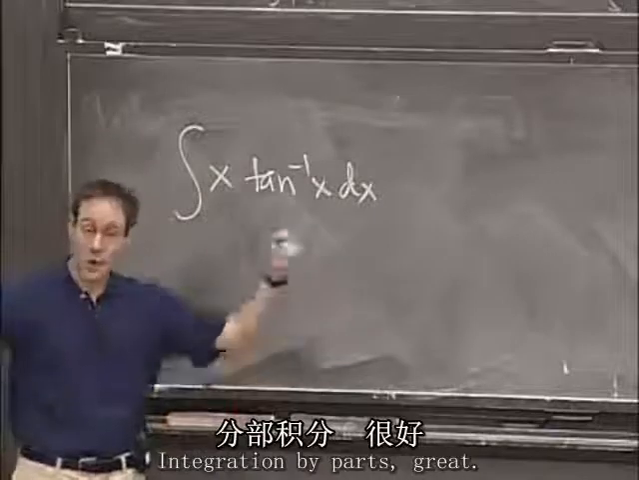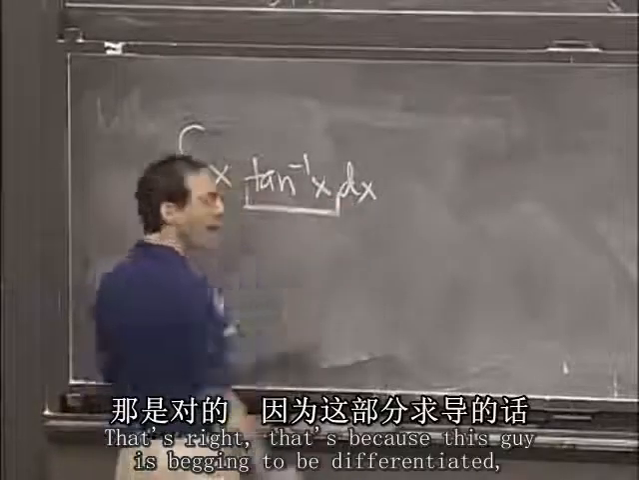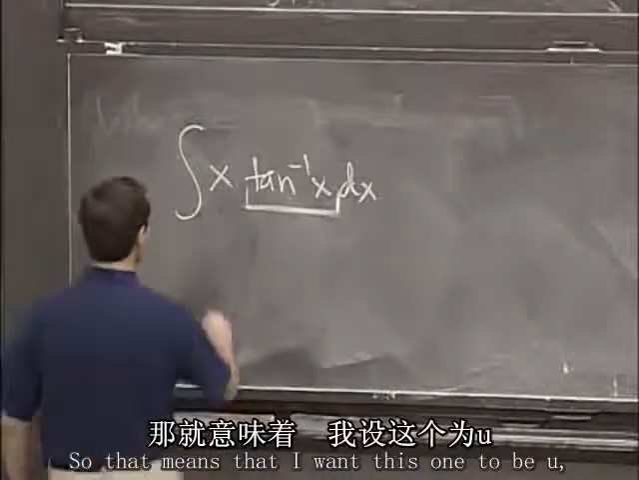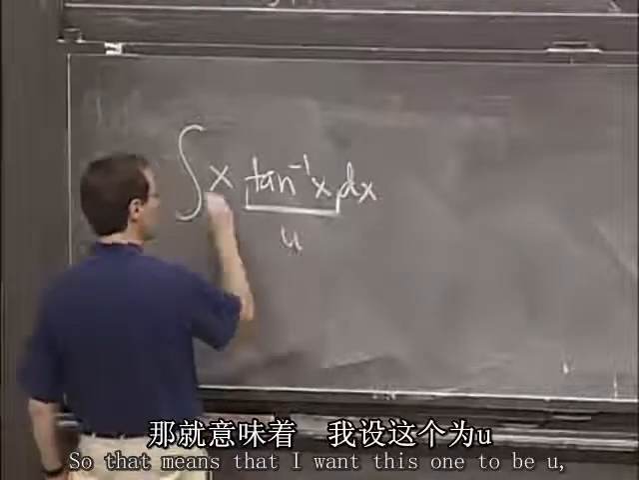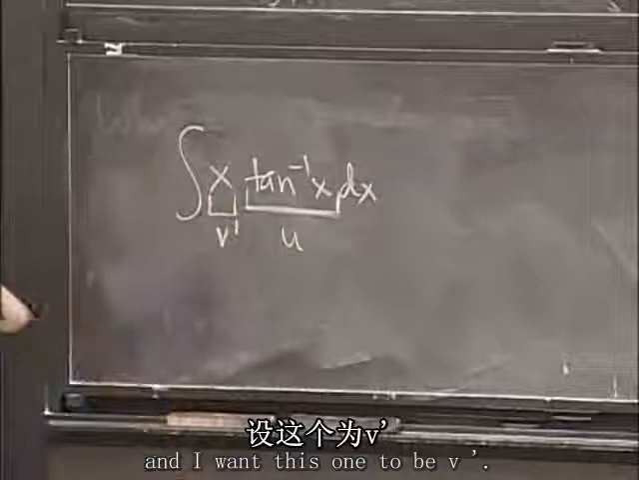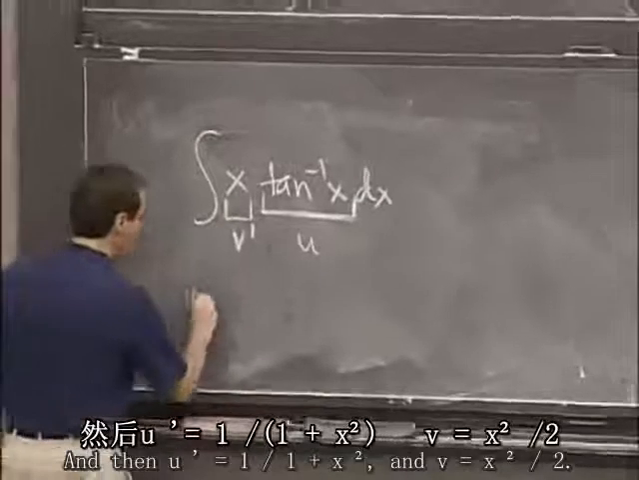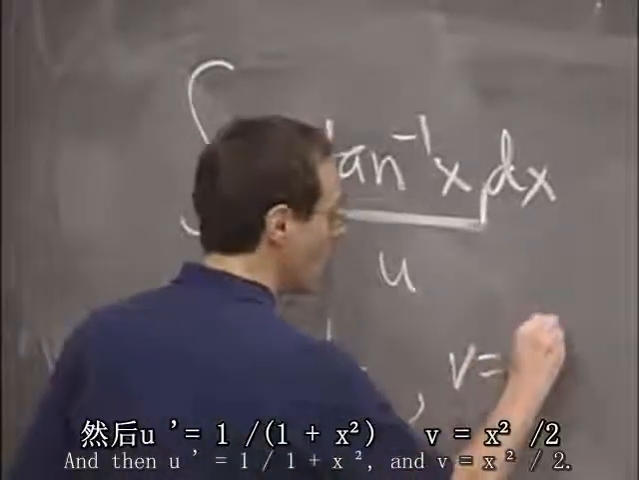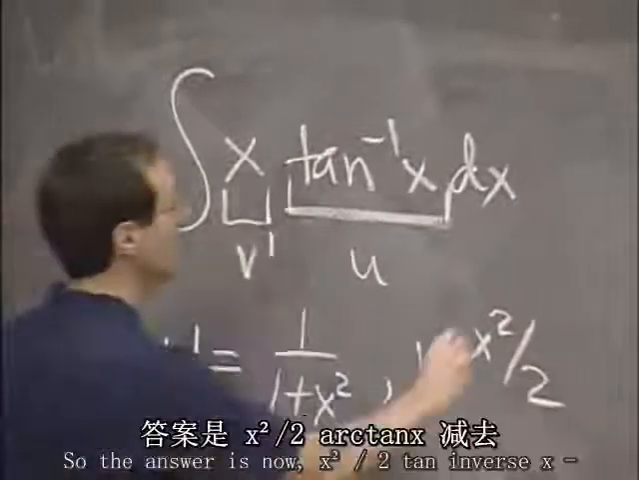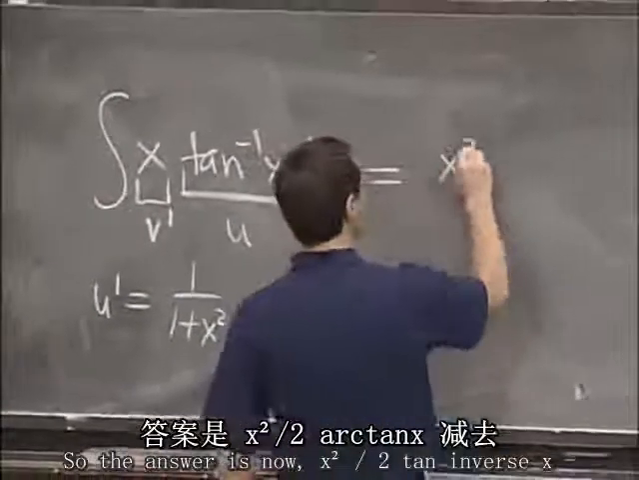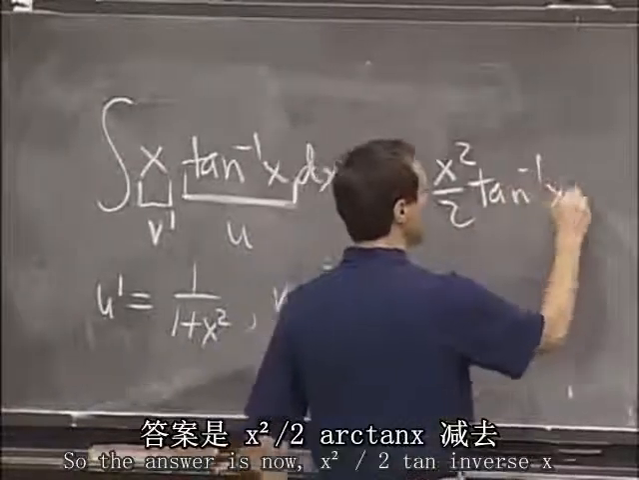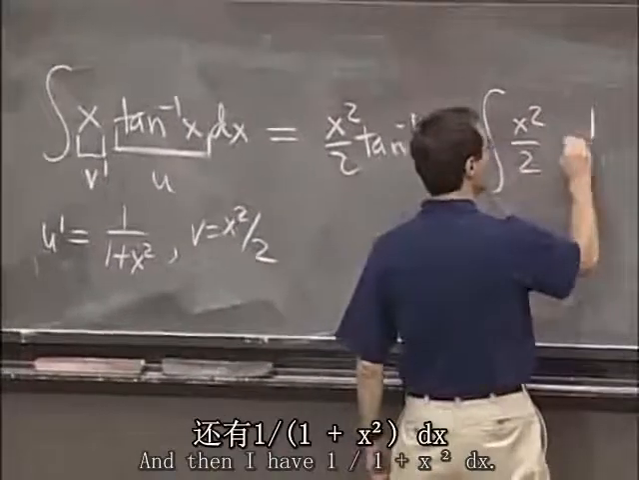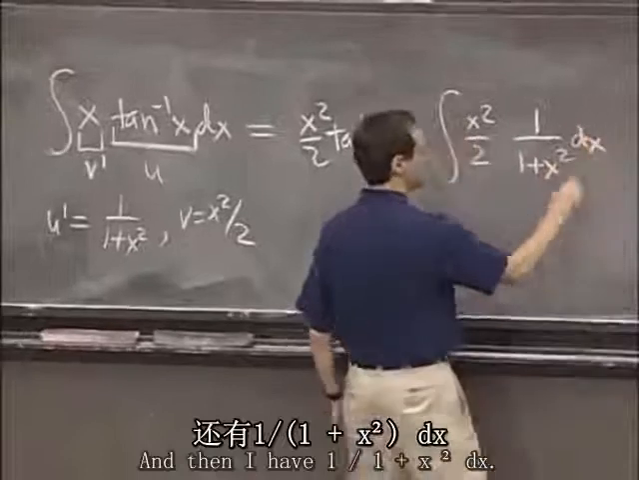Integration by parts. Great. That's right. That's because this guy is begging to be differentiated to be made simpler. All right? So that means that I want this one to be u, and I want this one to be v prime. And I want to use integration by parts. And then u prime is equal to 1 over 1 plus x squared, and v is equal to x squared over 2. All right? So the answer is now x squared over 2 tan inverse x minus the integral of this guy, which is going to be x squared over 2, and then I have 1 over 1 plus x squared dx.